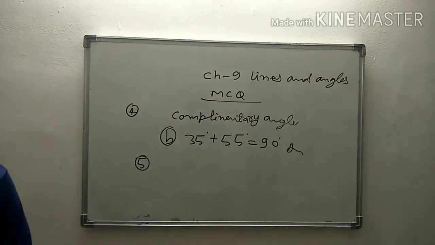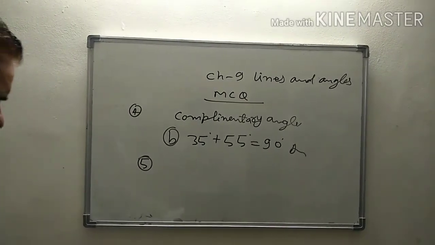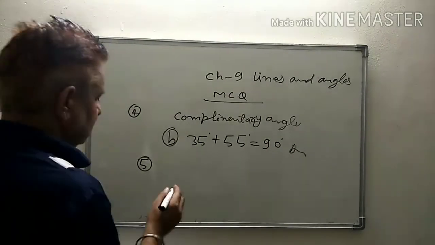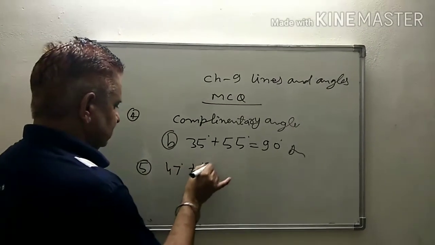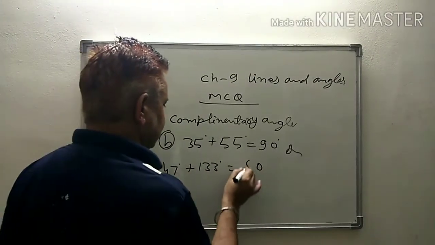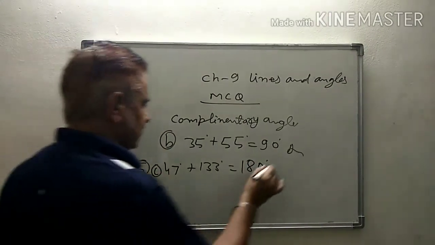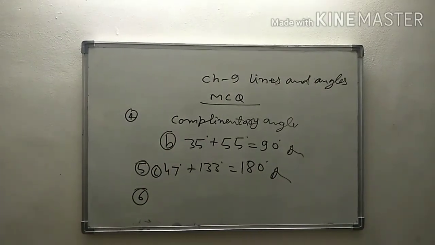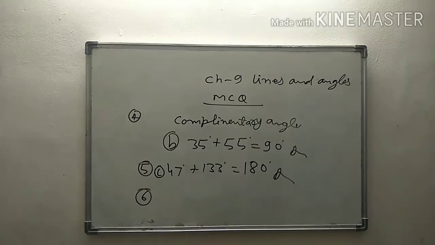Question 5 is given on supplementary angles. A pair of supplementary angles. You know about supplementary angles. This is 47 plus 133. 7 plus 3 is 10, 3 plus 4 is 7, and 1, so 180. So option C is the right answer, right? Question number 6. If an angle is 1/3 of its supplementary, then the measure of the angle is.